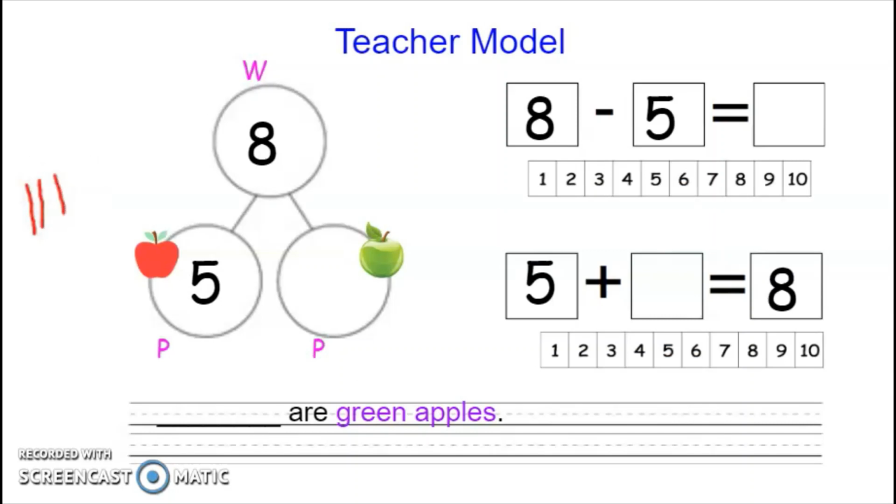1, 2, 3, 4, 5, 6, 7, 8. Great. Next, I'm going to go ahead and circle 5 because we know that 5 of these apples are red. So how many apples are green based on our picture? That's correct. There are 3 green apples. Now I wanted to go ahead and bring your attention to our 2 number sentences we have here.